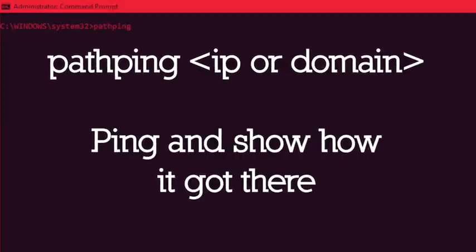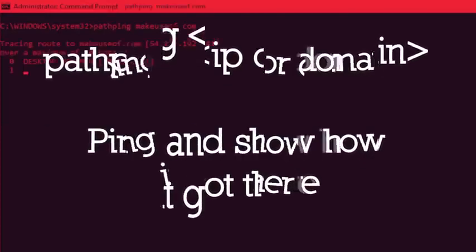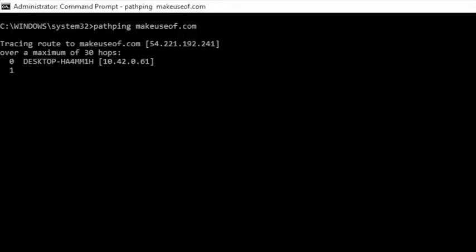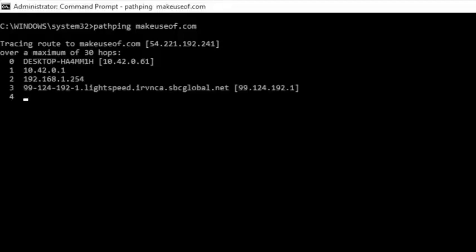Pathping is a more advanced form of ping, useful for testing the connection between multiple routers and your PC. In other words, it traces the path of your test packets, whereas ping only tests the connection.